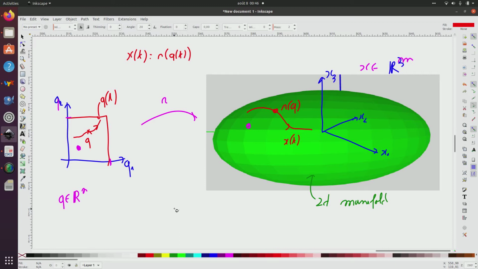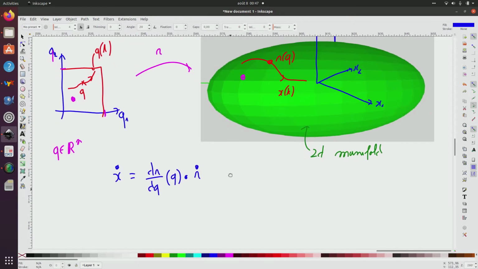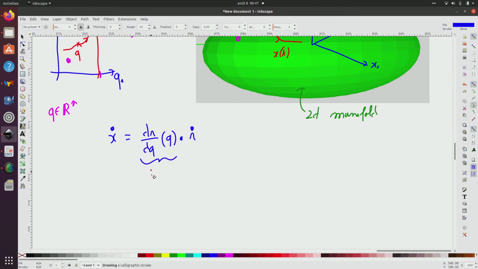If I differentiate this equation, I will obtain that x dot is equal to the derivative of r with respect to q at point q multiplied by q dot. So I have just computed the derivative of this one with respect to time. This one I will call J of q, and it is a Jacobian matrix.